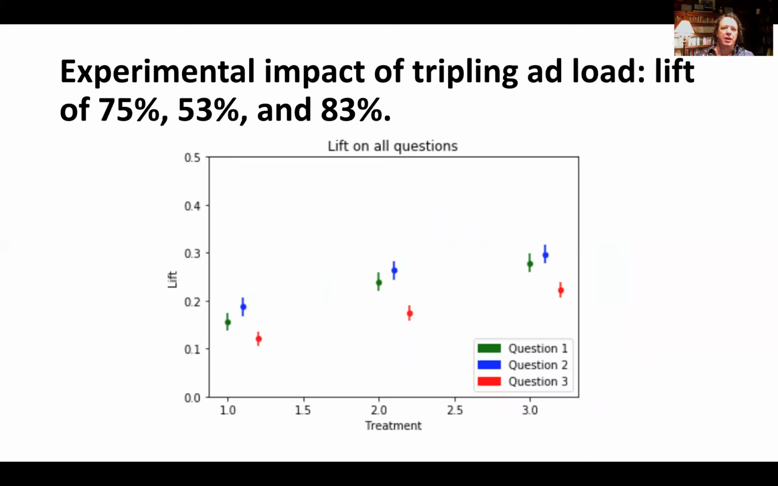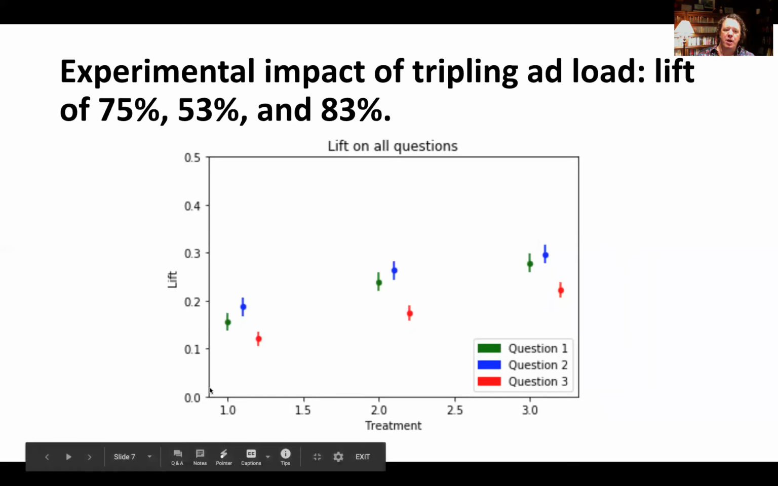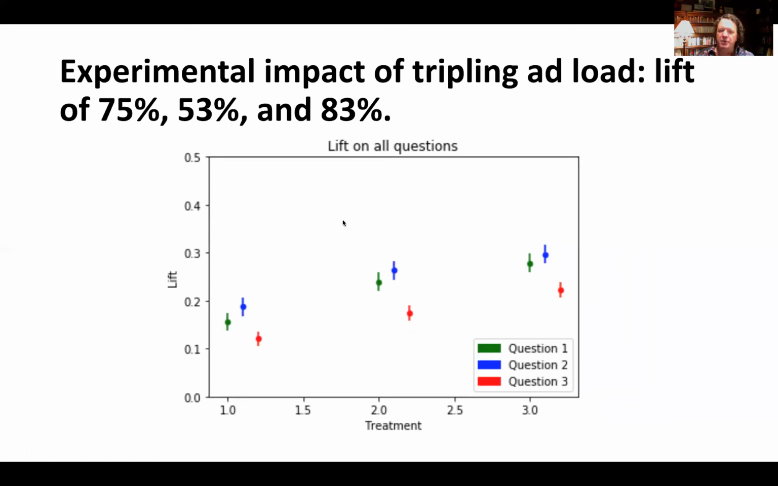And what happens there? Well, when we triple the ad load, we see increases in the treatment effect. We asked 3 different questions, one of them in green, one in blue, one in red. You can see that when we move from a single dosage to a double dosage to a triple dosage, it goes up. However, it does not triple. The increases are not 200%, but rather 75, 53, and 83%. So there's some diminishing returns.